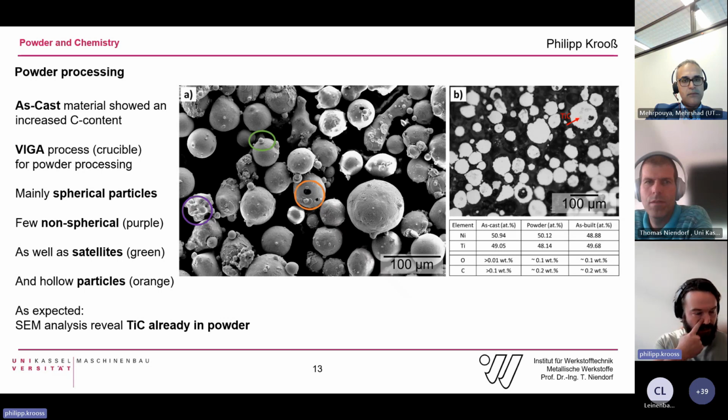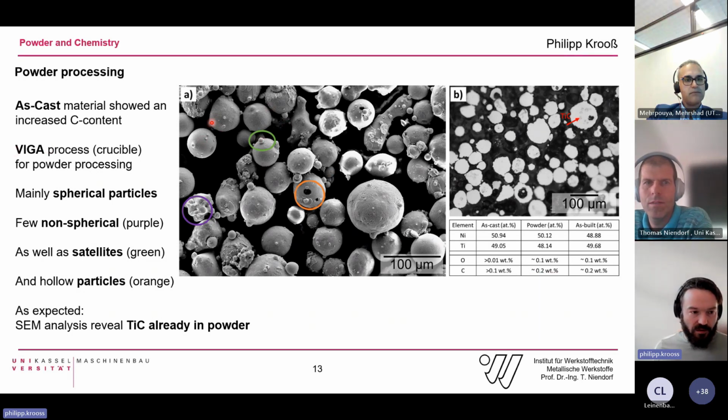Okay, coming now to the science part of the talk, we first analyzed the powder. I should start with the as-cast material, because the as-cast material already showed some increased carbon content. And upon powder processing, the carbon content was increased in addition, so doubled, to 0.2 weight percent. This is due to the VIGA process, which was used at that time.